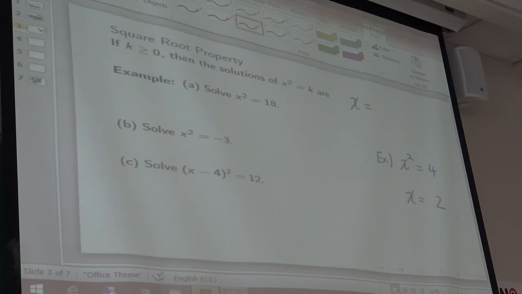How about negative 2? Negative 2 times negative 2 is also 4, isn't it? So x is equal to plus minus 2, which is the same as x is equal to plus minus the radical of 4, or the square root of 4. Square root of 4 is a 2, right? So x squared is equal to k implies x is equal to plus minus square root of k.